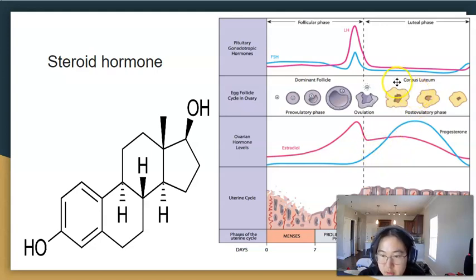As we continue on, LH and FSH levels decrease, and we see estrogen levels decreasing as well, and progesterone, as the corpus luteum breaks apart. And when this occurs, the menstrual cycle will end.